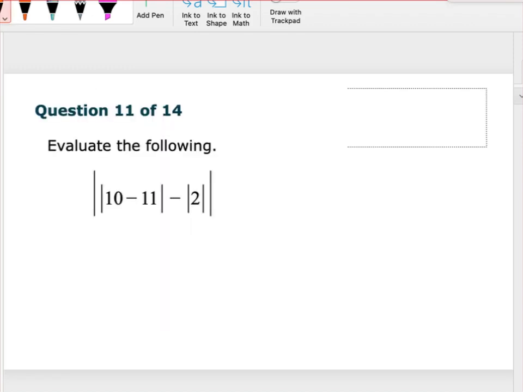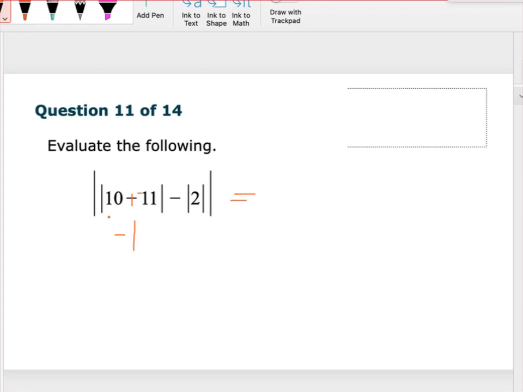Okay, so now we have an absolute value inside another absolute value. So we're going to pick this apart just a little bit at a time. Now if we were going to do 10 minus 11, that's going to be a negative 1, because we could change this to a plus, a minus. And the minus is the bigger one, isn't it? So it's going to be minus 1. We subtract and take the sign of the big guy.